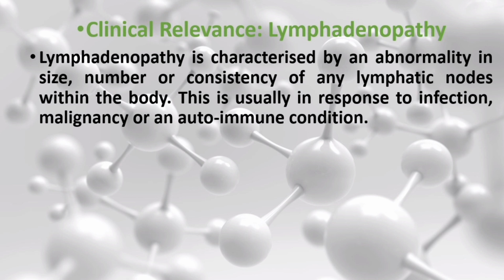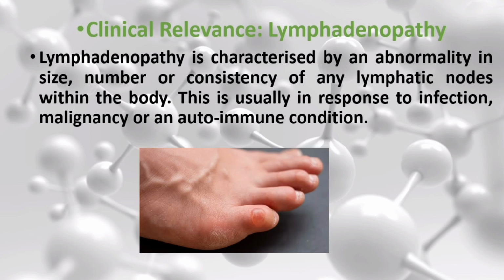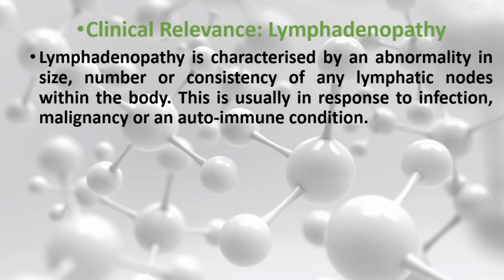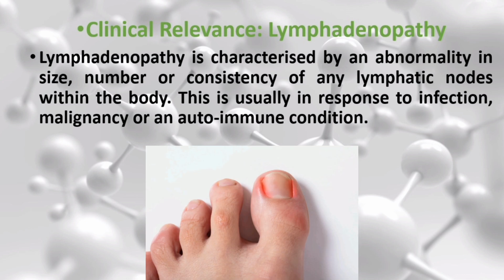Clinical relevance. Lymphadenopathy. Lymphadenopathy is characterized by an abnormality in size, number or consistency of any lymphatic nodes within the body. This is usually in response to infection, malignancy or an autoimmune condition. It's also important to note that injury to the small toe would cause swelling at the popliteal nodes while injury to the big toe would cause swelling at the inguinal nodes.